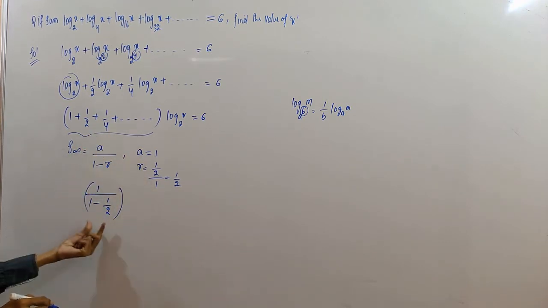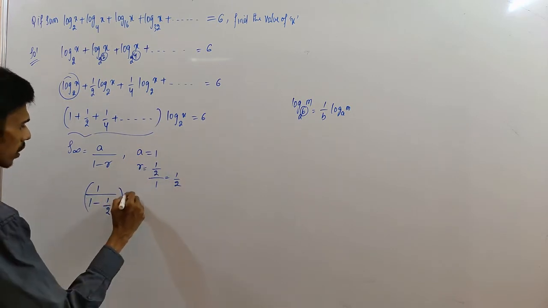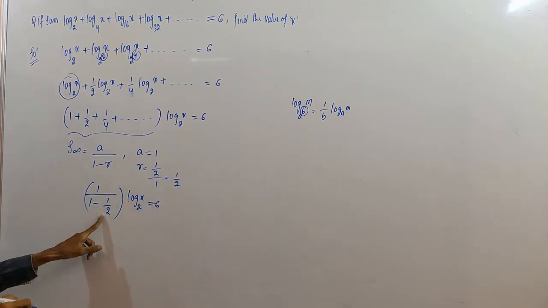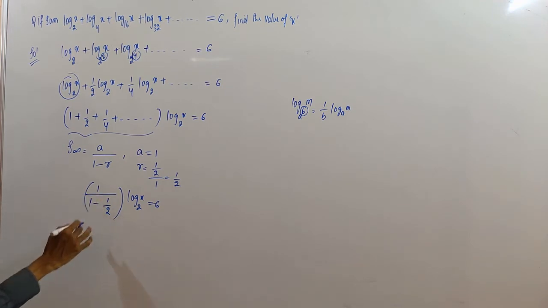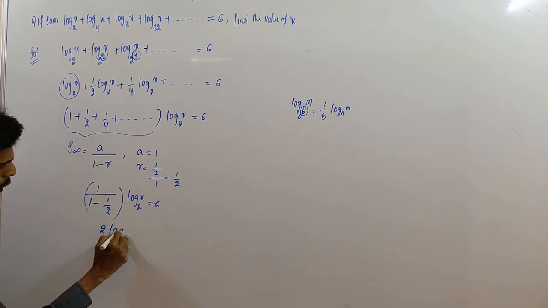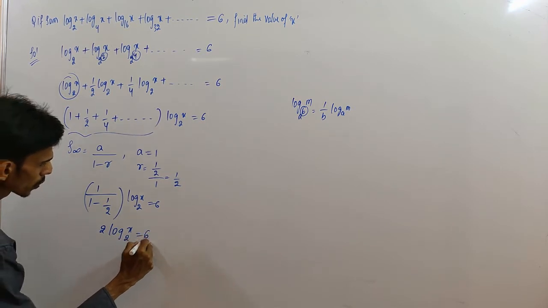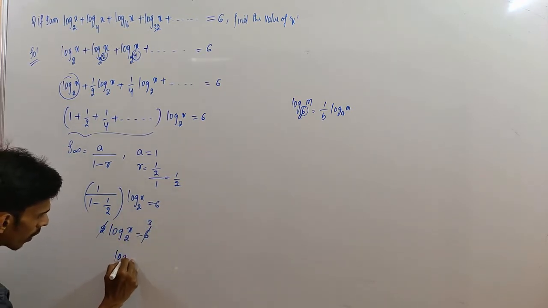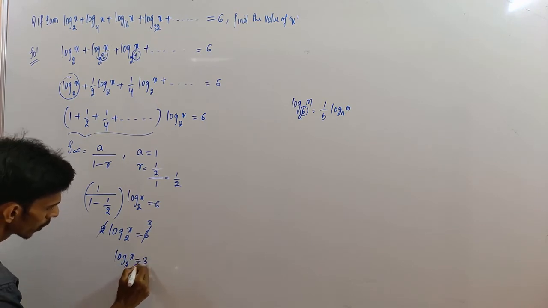So this complete series will be replaced by this term into log x equal to 6. Now 1 minus 1 by 2 is 1 by 2, so 1 divided by 1 by 2 is 2. So 2 log x is equal to 6. Dividing by 2, we have log x base 2 equal to 3.